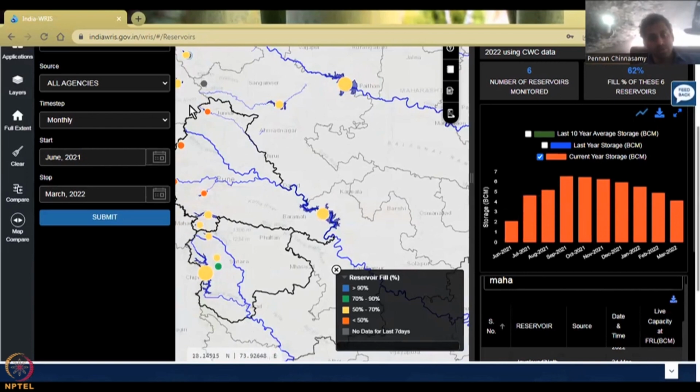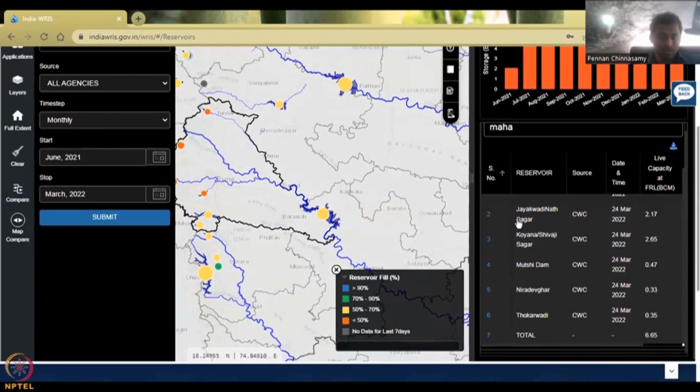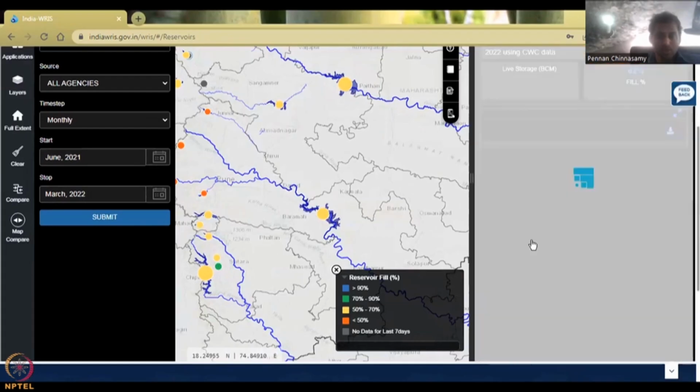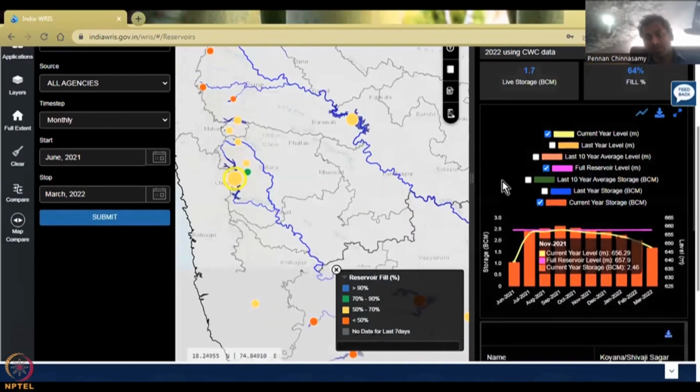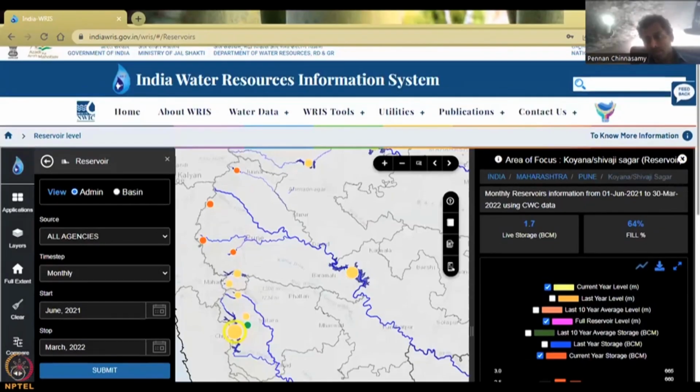The district has been zoomed in when I click Pune, and the reservoir name is here. So let me click the Koyana Shivaji Sagar dam. Its live storage is 1.7. The current storage is 1.7 billion cubic meters, which is approximately 64% of the total capacity. Normally, they don't go above 70 to 80 because at that point they have to worry about the safety of the dam and also the downstream communities, so that they can release water and not flood them.